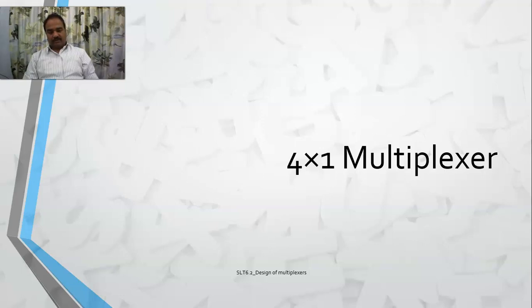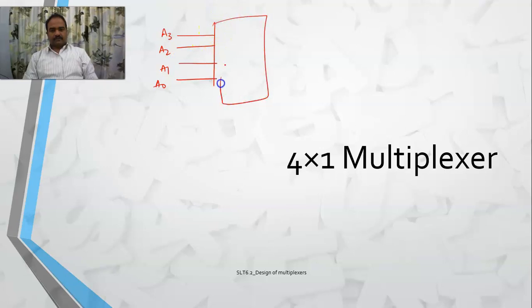In a 4 by 1 multiplexer, how many inputs will you be having? You will be having 4 inputs, right? A0, A1, A2 and A3. This is the 4 by 1 multiplexer. Among these, you are supposed to select one wire. So how many options do you require? It is decided on 2 to the power of n, where 2 power n is the number of input lines and n is the select lines.